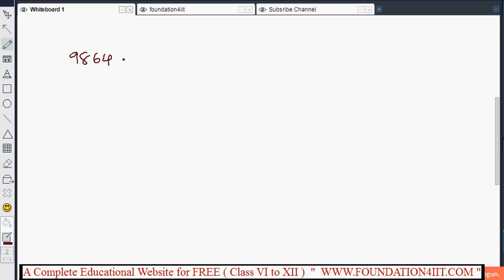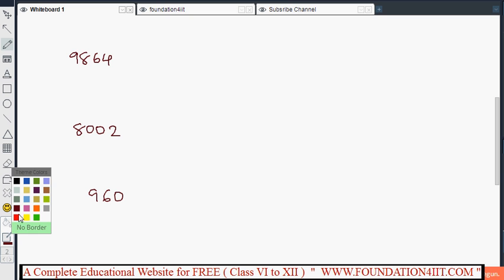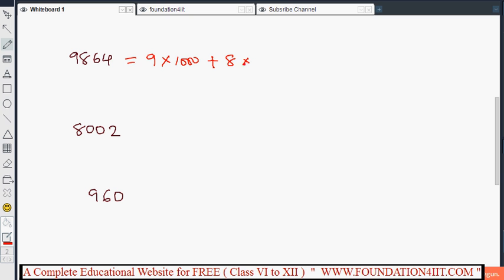9864, 8002, 960. Now I'm writing these numbers in generalized form. 9 is in the thousands place, after ones, tens, hundreds. So 9 into 1000 plus 8 is in the hundreds place, so 8 into 100, plus 6 into 10, then plus 4. So 4 into 1 is 4 only.